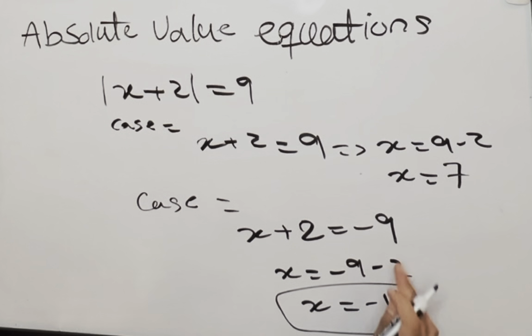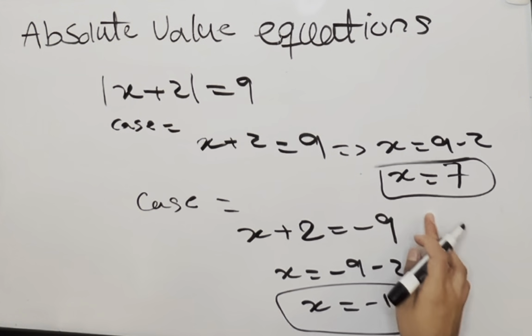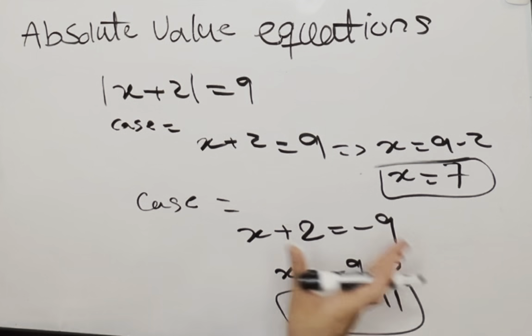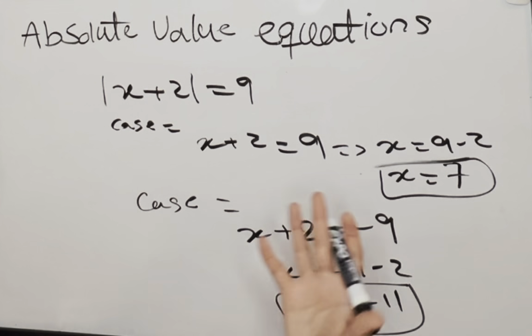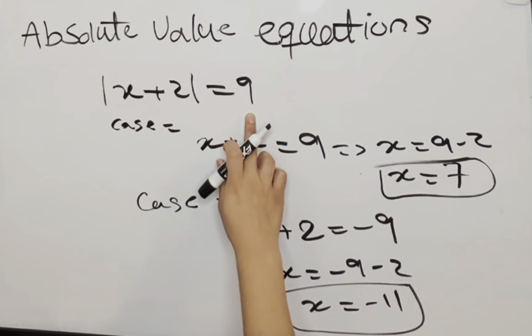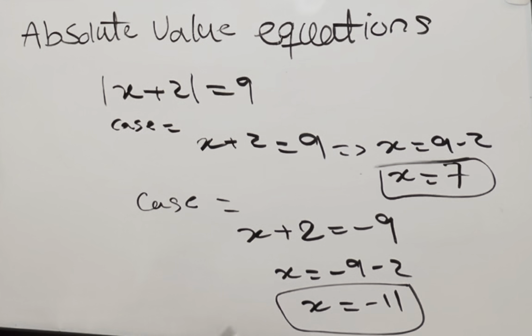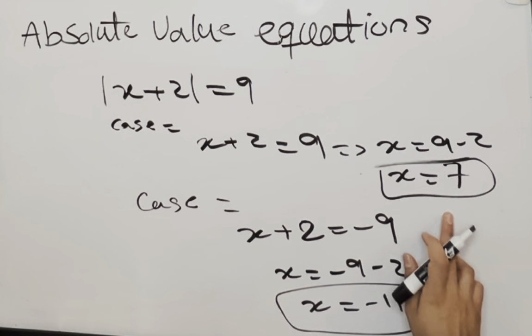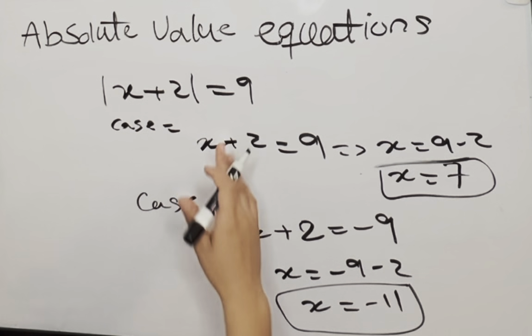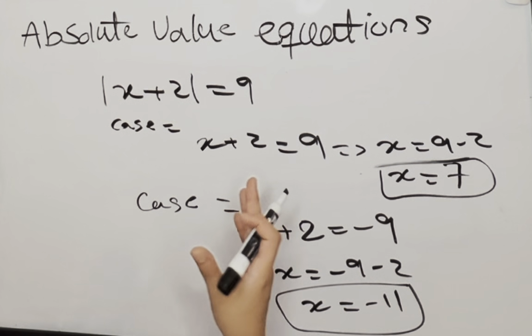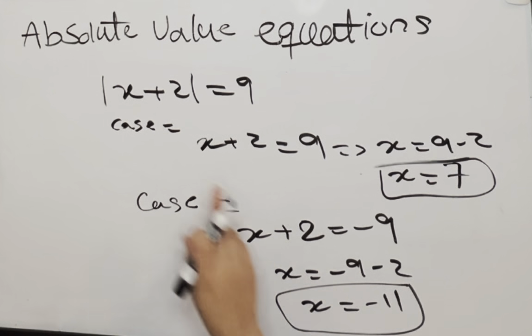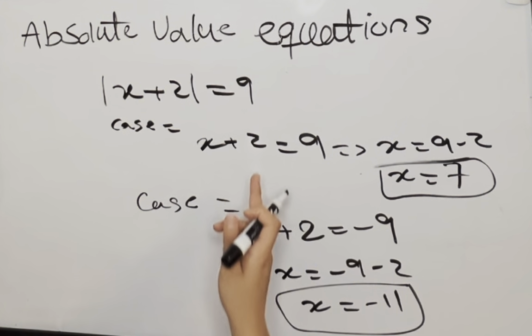As you can see, x also has two possible answers, 7 and negative 11. If you put both of these answers in here, they will give us an answer that is either the absolute value of negative 9 or the absolute value of positive 9. If we put a 7 in here, we get 7 plus 2, which is the absolute value of 9, which is 9. And if we put a negative 11 in here, we get the absolute value of negative 9, which is again 9.